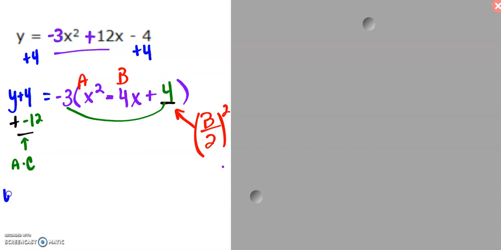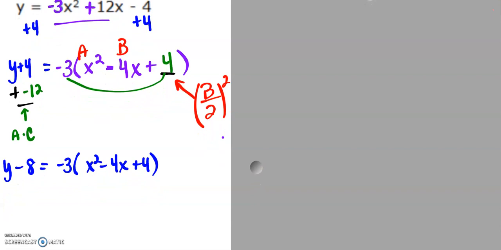So then, just to sum up, I've got y minus 8 equals negative 3 times x squared minus 4x plus 4. And now I'm going to take this opportunity to remind you that if you're trying to figure out why this factors the way it does, we made it so that this number, c, is the middle term divided by 2 squared.